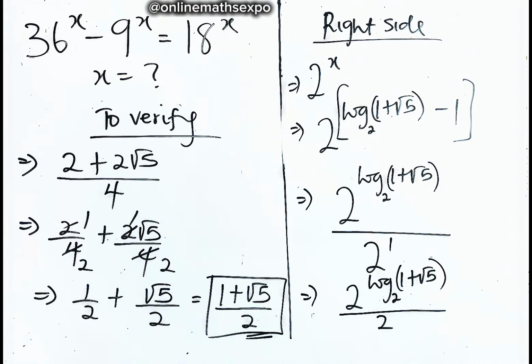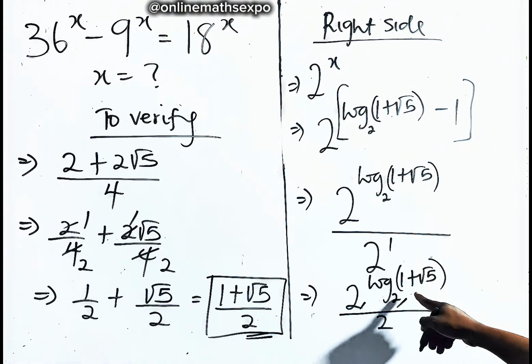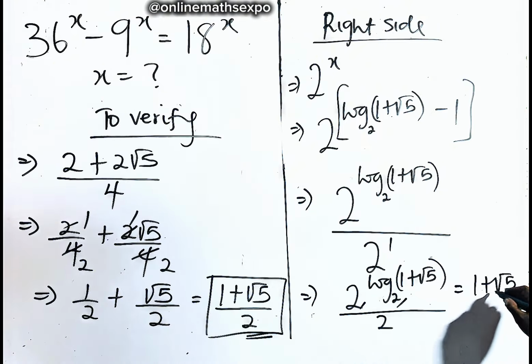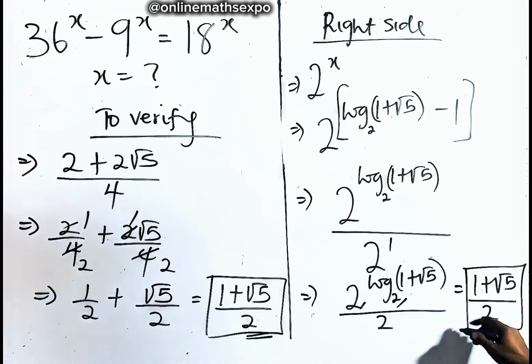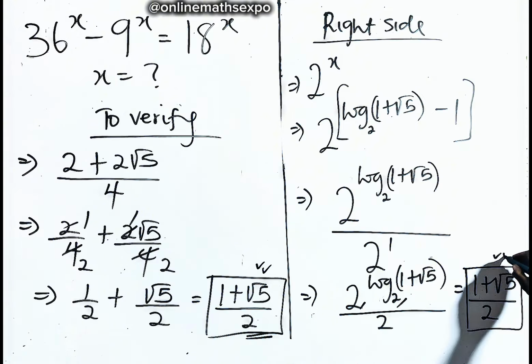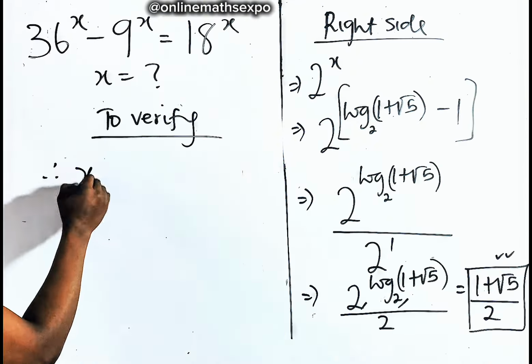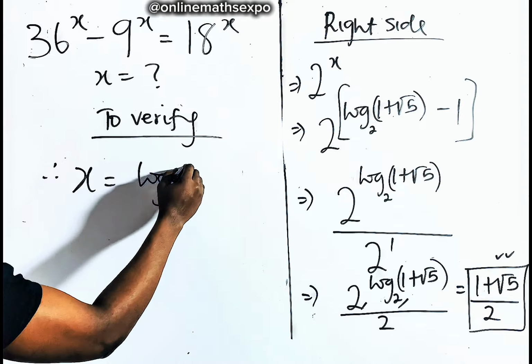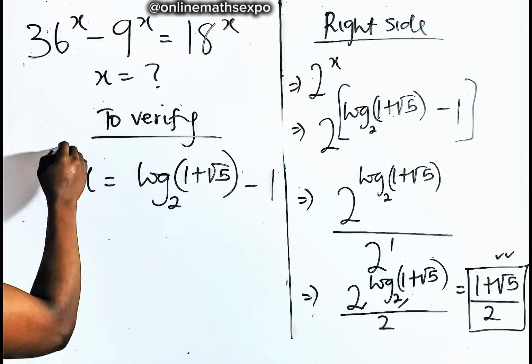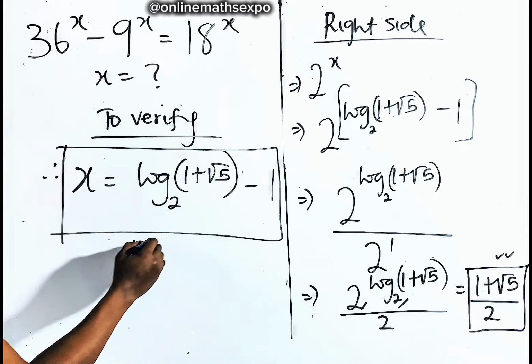Now, did you observe anything? These two bases are the same. It reminds you of what we stated. So you are going to have this. So this is the same as 1 plus root 5 divided by 2. And that is what we have for the right side of the equation. And that is also what we have at the left side. So you see the two sides are equal. So in conclusion, the value of x we got, log of 1 plus root 5 base 2 minus 1, is absolutely correct.